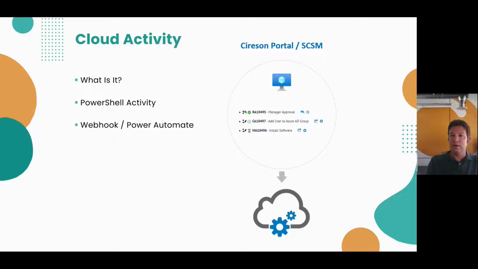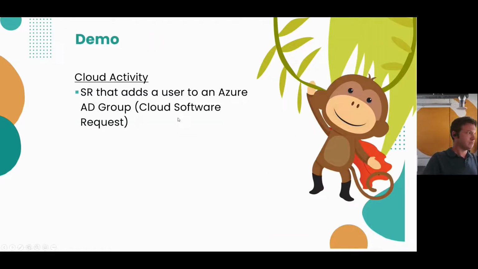And from the webhook side, once again, we're going to see it in this picture here. When I'm activated, I'm going to call a webhook. I'm going to call a flow in Power Automate, and I'm going to add a user to an AD group. So let's see what this looks like. Here's my demo. I just set up an SR that adds a user to an Azure AD group. So some sort of a cloud software that they need to be a member of a group in Azure AD.